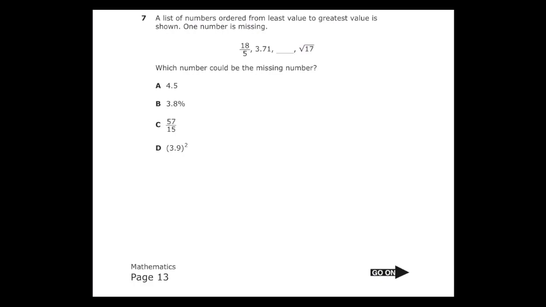Number 7 from the 2022 8th grade math STAAR test. A list of numbers ordered from least value to greatest value is shown. One number is missing. Which number could be the missing number? So the first thing I'm going to do is make sure that I have everything in decimal form. That way it's really easy to compare it.